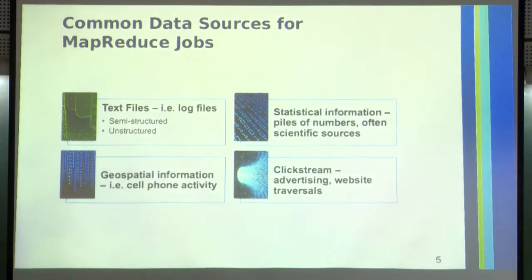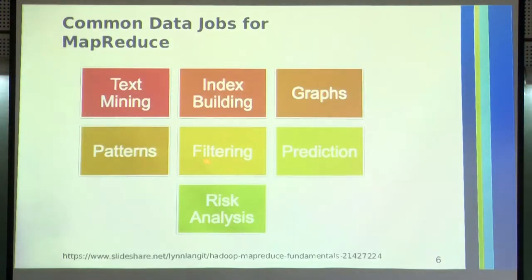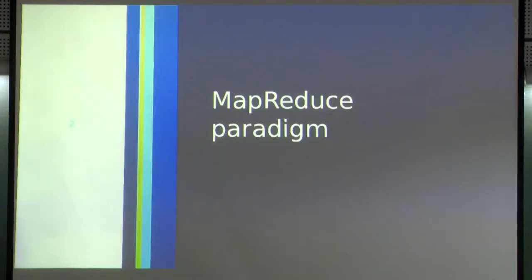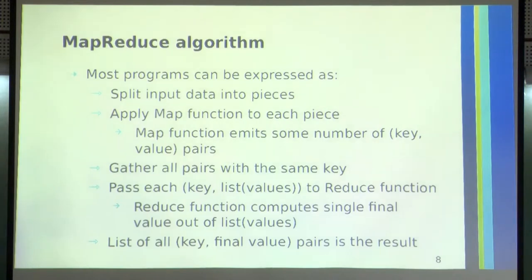And we said some of these things yesterday: some of the common data sources for MapReduce jobs are text files, click streams, and geospatial information, that sort of thing. What you might be producing is text mining, building an index, prediction, all these kinds of things you can do with MapReduce. Has anybody written MapReduce programs before? One or two, a few people here have. If you haven't thought about it before, this slide is really just an intro to show you what you need to think about when you write these kinds of programs.